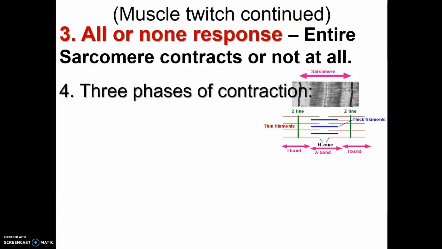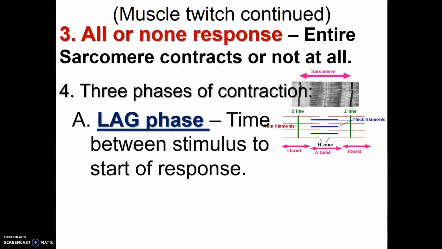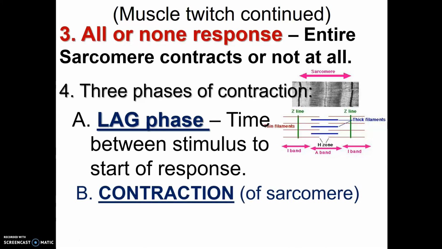There are 3 phases of contraction. There is the lag phase. That's the time between stimulus and the start of a response, which is very, very short, super short. My stimulus is, ooh, I see something scary. My eye detects it, sends it to the brain. The brain says, run. Sends a message down to my legs, and then my leg muscles start twitching, and I try to get out of there fast. That happens super fast.